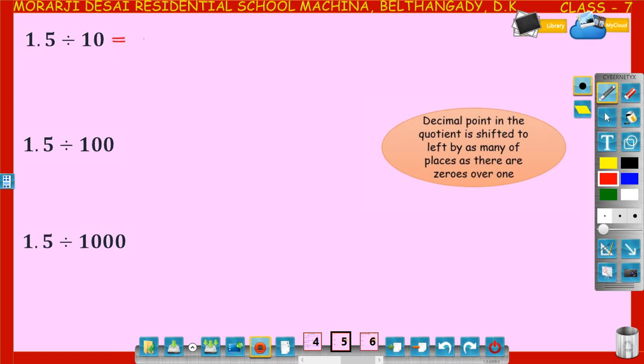Now 1.5 by 10. Here, in front of 1 there is one 0. So the point has to move how many steps to the left? Now the point is here. It should move one step backward. That becomes 0.15.